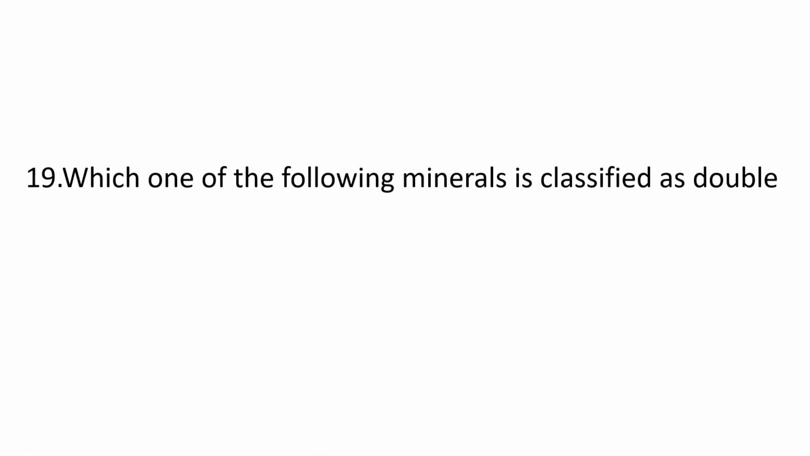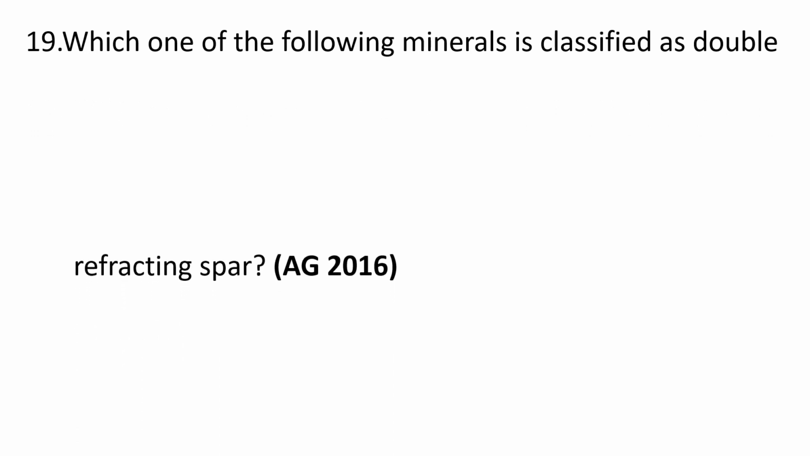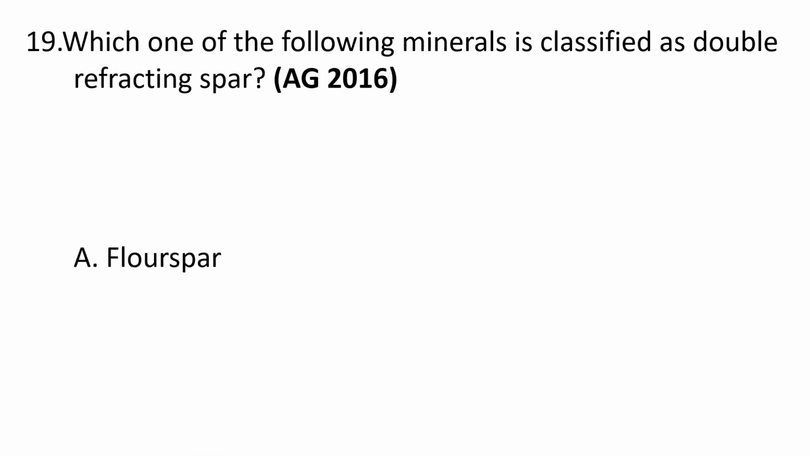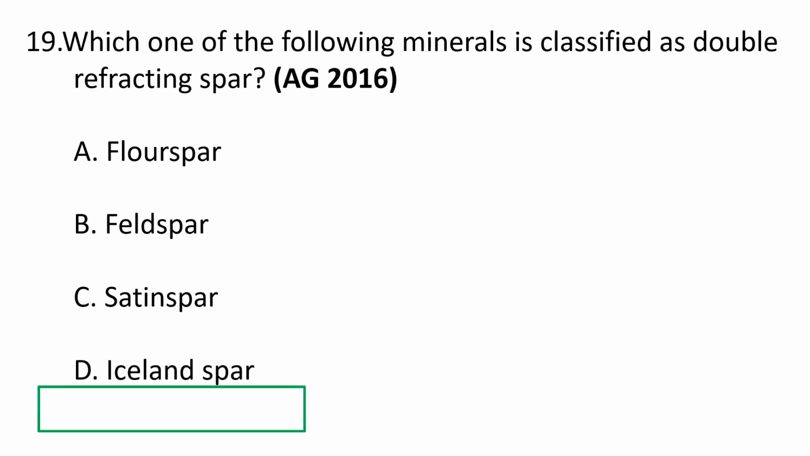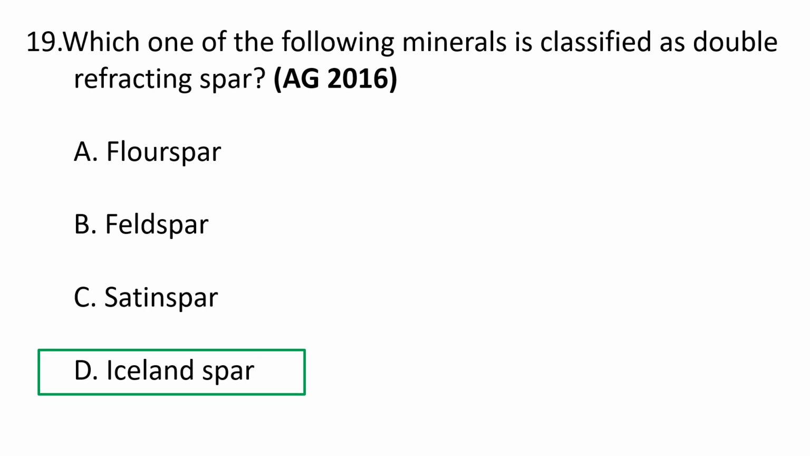19th question. Which one of the following minerals is classified as a doubly refracting spar? Choices are A. Fluorspar, B. Feldspar, C. Satin spar, D. Iceland spar. The correct answer is Iceland spar. It is a variety of calcite.